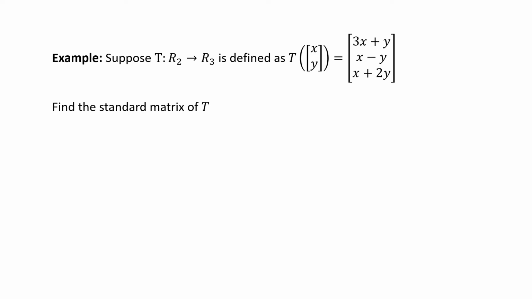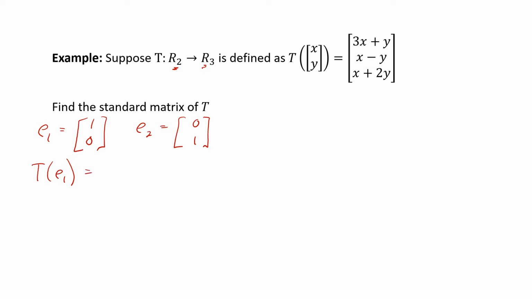So for example, if I have this, find the standard matrix. So this is from R2 to R3. What I need to do is figure out what the transformation is for E1, which is the first column of my identity matrix, and E2, which is the second column of my identity matrix. So now when I'm looking for the standard matrix associated with this transformation, all I have to do is figure out T of E1 and T of E2.